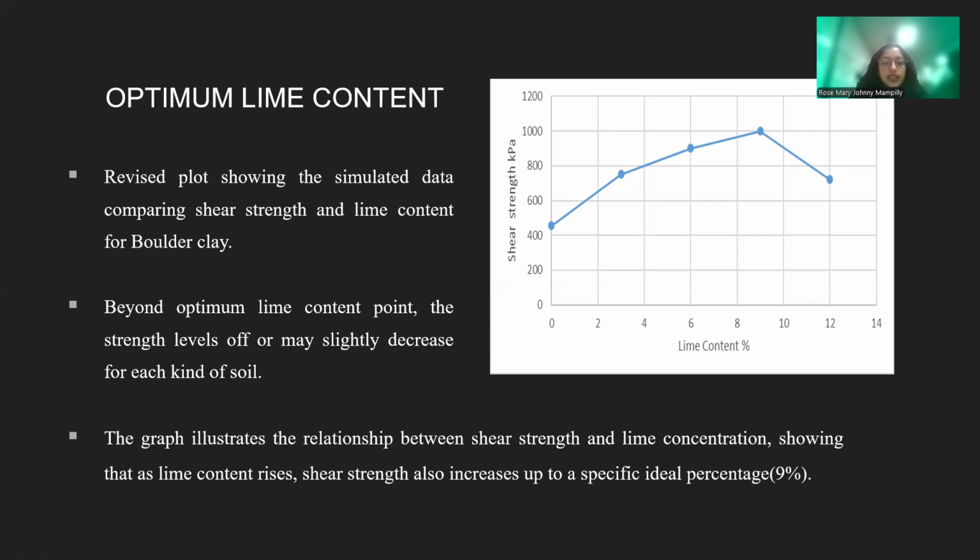We can see that there is an increase in strength with lime content until peak strength is achieved at optimum lime content. With further addition of lime beyond the optimum lime content, a reduction in strength is also observed along with the stiffness. It is obviously essential to identify the optimum lime content and the corresponding maximum shear strength, referred to as OLC max and q max. In this case of boulder clay, the optimum lime content for peak shear strength is 9%. Moving on to the next slide.